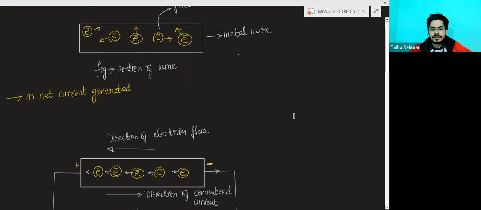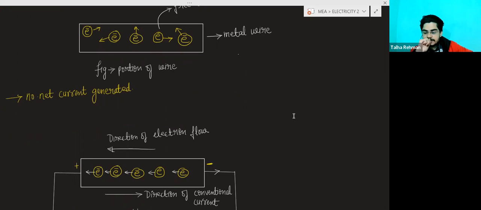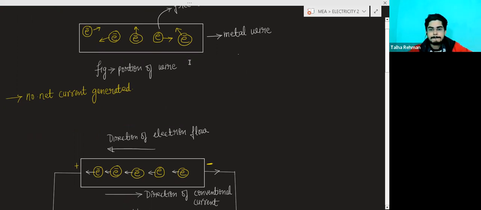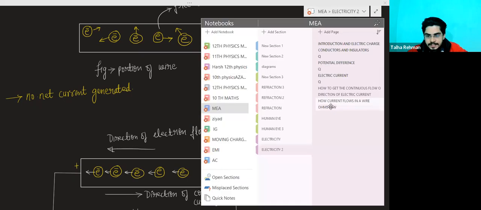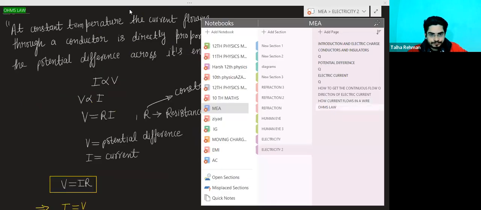Basically, what is Ohm's law? You have to add one point: at constant temperature. If the temperature of the wire is not changing, then only you can say the potential difference across the ends of the wire is directly proportional to the current flowing in the wire. That is Ohm's law. You can see here.